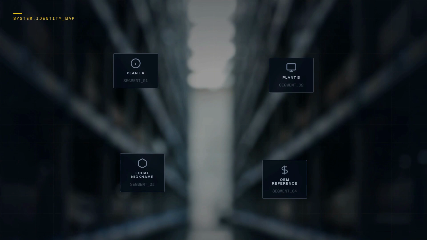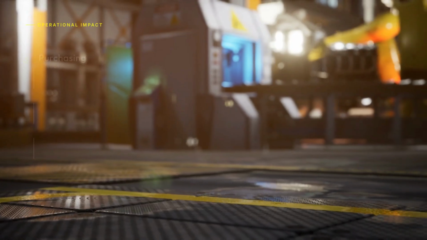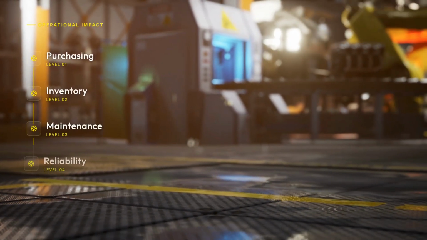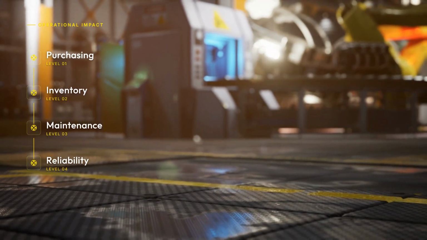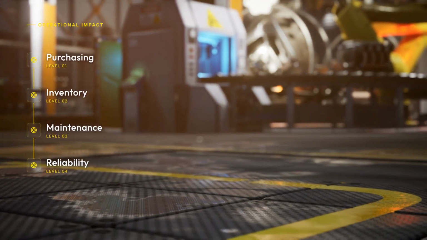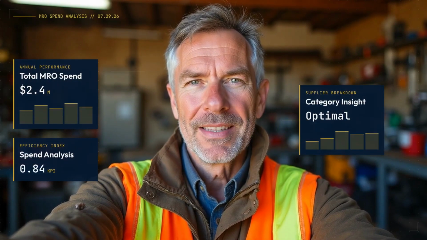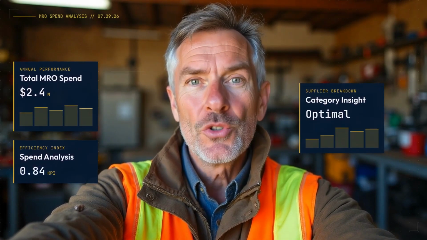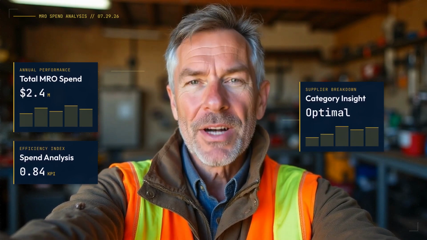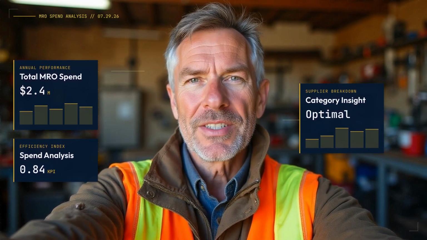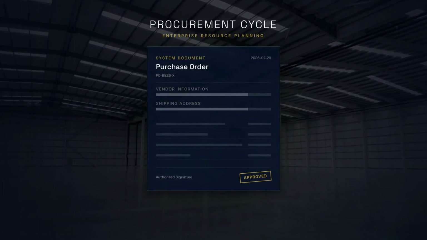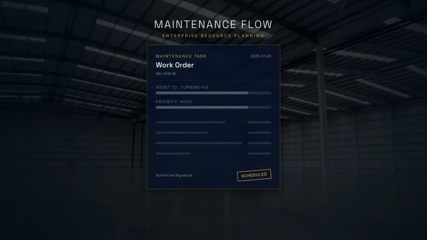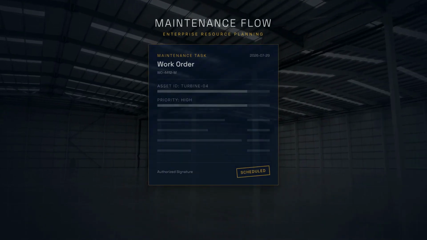Every duplicate record creates another blind spot. Every blind spot affects purchasing, inventory, maintenance planning, and ultimately, asset reliability. When organizations talk about MRO spend analysis, the conversation usually starts with numbers. How much was spent? Which supplier received the largest share? Those are important questions, but they only describe what has already happened. They rarely explain why it happened.